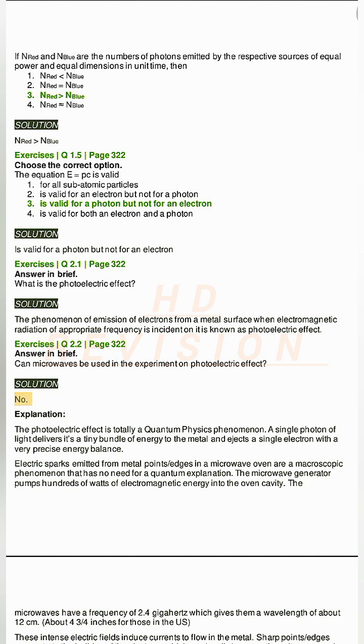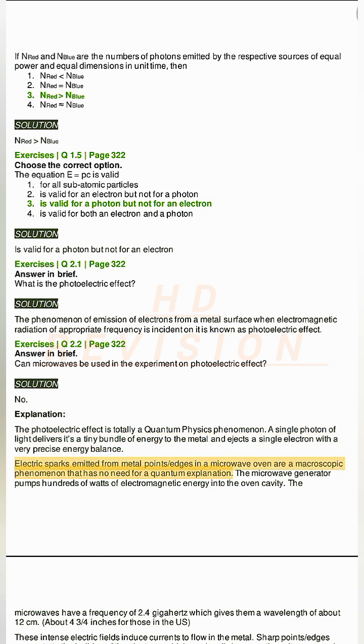Solution. No. Explanation. The photoelectric effect is totally a quantum physics phenomenon. A single photon of light delivers a tiny bundle of energy to the metal and ejects a single electron with a very precise energy balance.